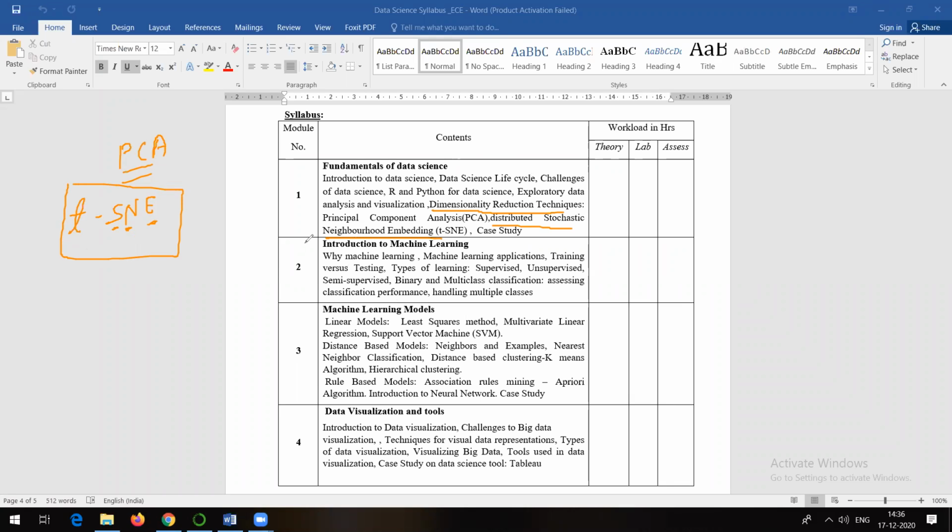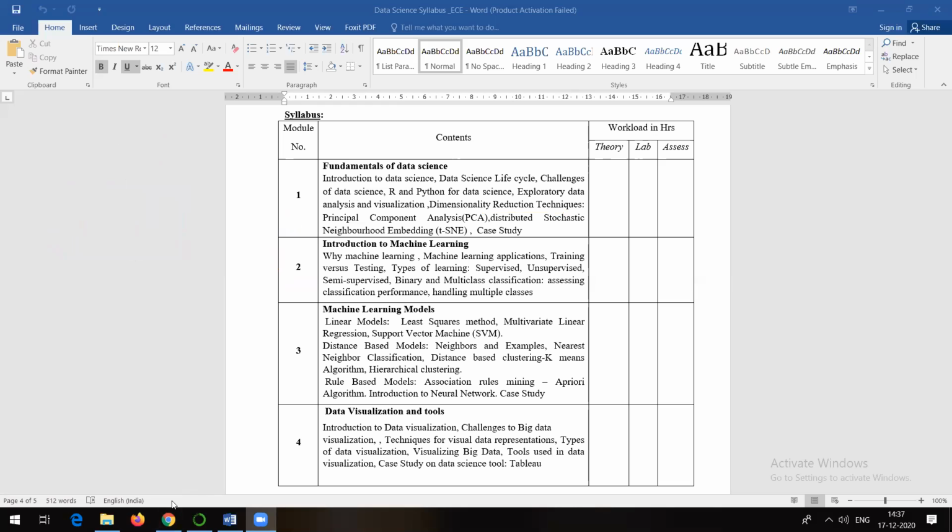Because I told you yesterday, I discussed points from this one, and then I once again came to this particular unit. Those who are present, they know that. Right. So to discuss this last topic, t-distributed stochastic neighborhood embedding or t-SNE, let me tell you from the start itself what it is.